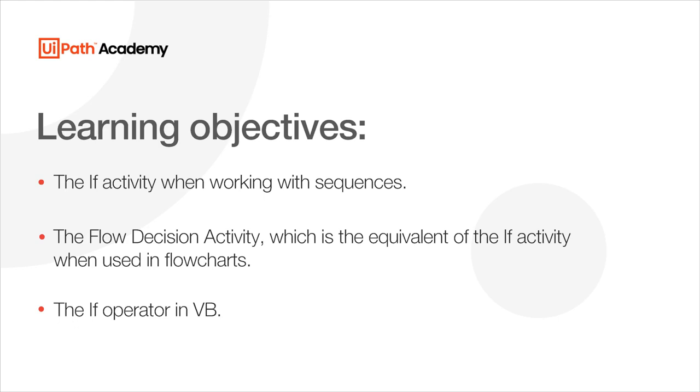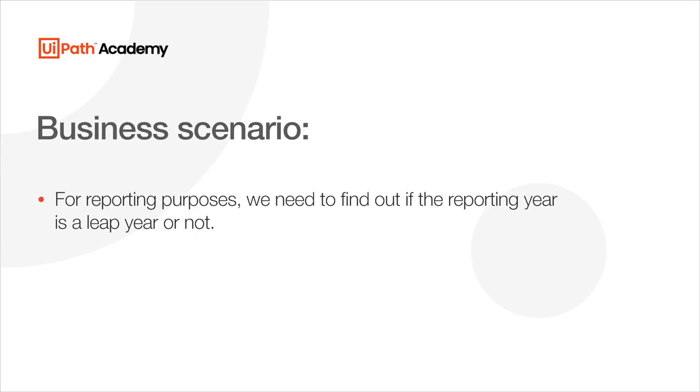We'll also learn how to use the flow decision activity, which is the equivalent of the if activity when used in flowcharts, and the if operator in VB. They enable our workflow to take one of the two courses of action, depending on whether a specified condition is met or not. For this demonstration, consider the following business scenario.